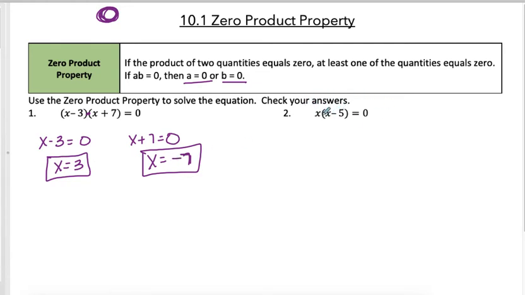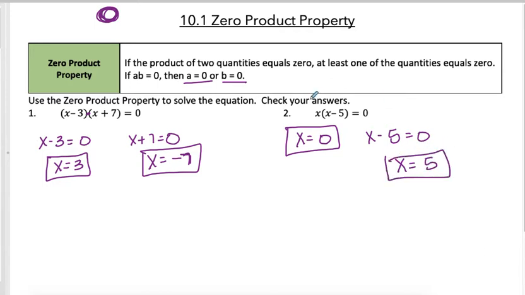On the second one, we have two parts here. We have x could equal 0 or x minus 5 could equal 0. There's no solving on this one. x is already by itself. So if x is 0, 0 times anything will be 0. I need to get x by itself on the other part, so I'm going to add 5 to both sides, and I get x equals 5. And again, I can check here. 5 times 5 minus 5 is 0. 5 times 0, still 0. These are my two solutions.